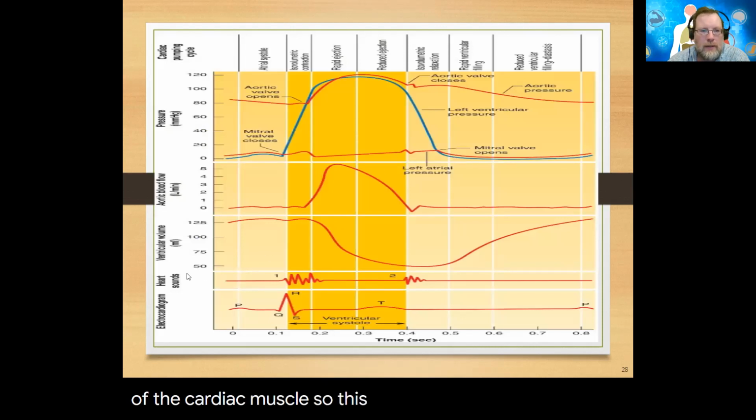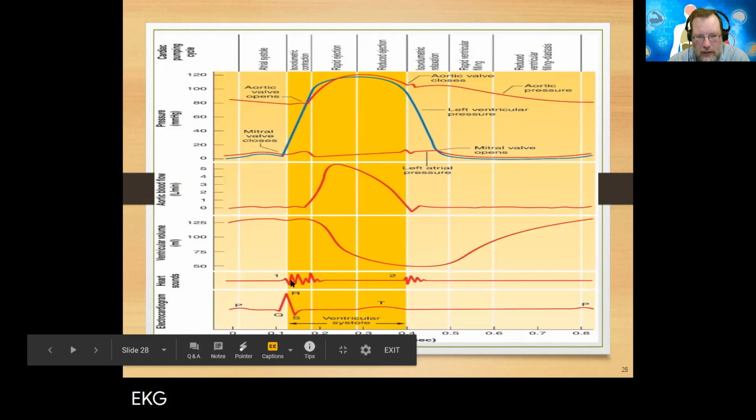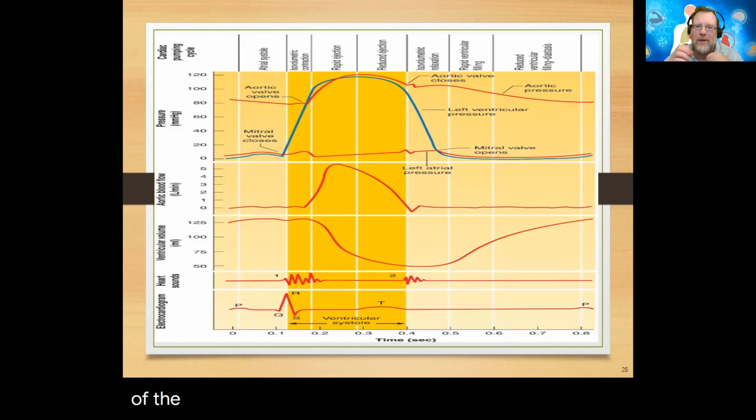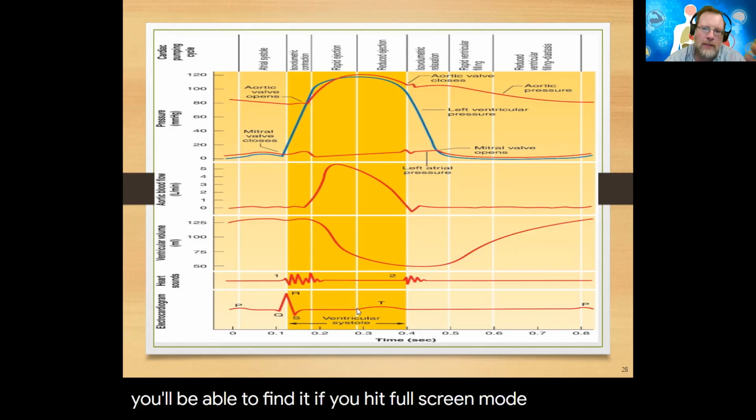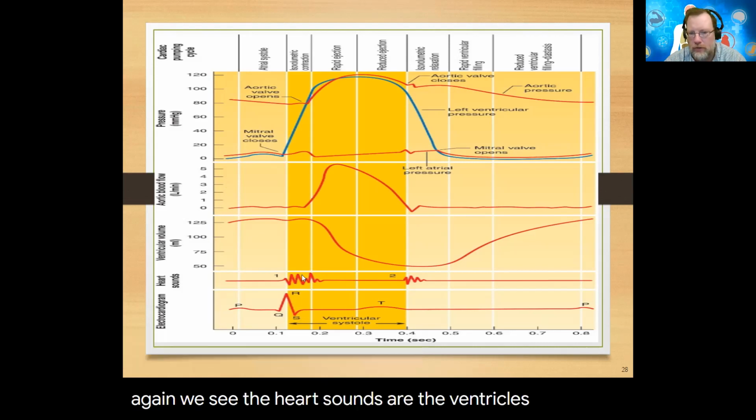So this from Patton's text shows an EKG and then the associated heart sounds. So this is kind of a cool chart when you break it down. I blew it up, so some of the lettering is a little bit smaller, but I think if you have Patton's text, you'll be able to find it. If you hit full screen mode on this slide, it'll blow it up so you can see it a little bit better. But again, we see the heart sounds are the ventricles contracting.